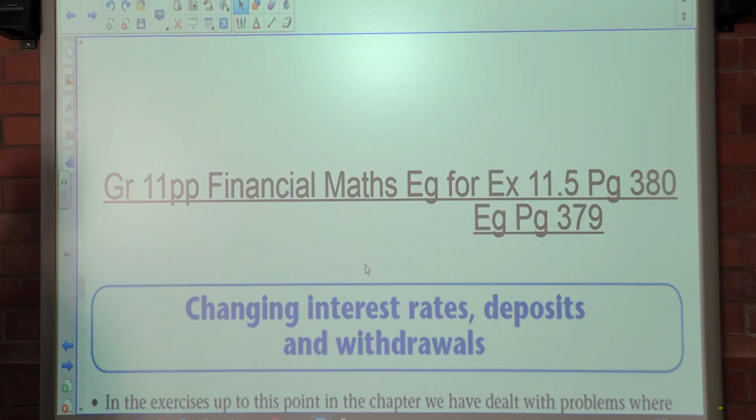Alright, any confusion there, people? Alright, so that basically brings us to the end of the examples for exercise 11.5 on page 380. We're going to do the odd numbers for homework.